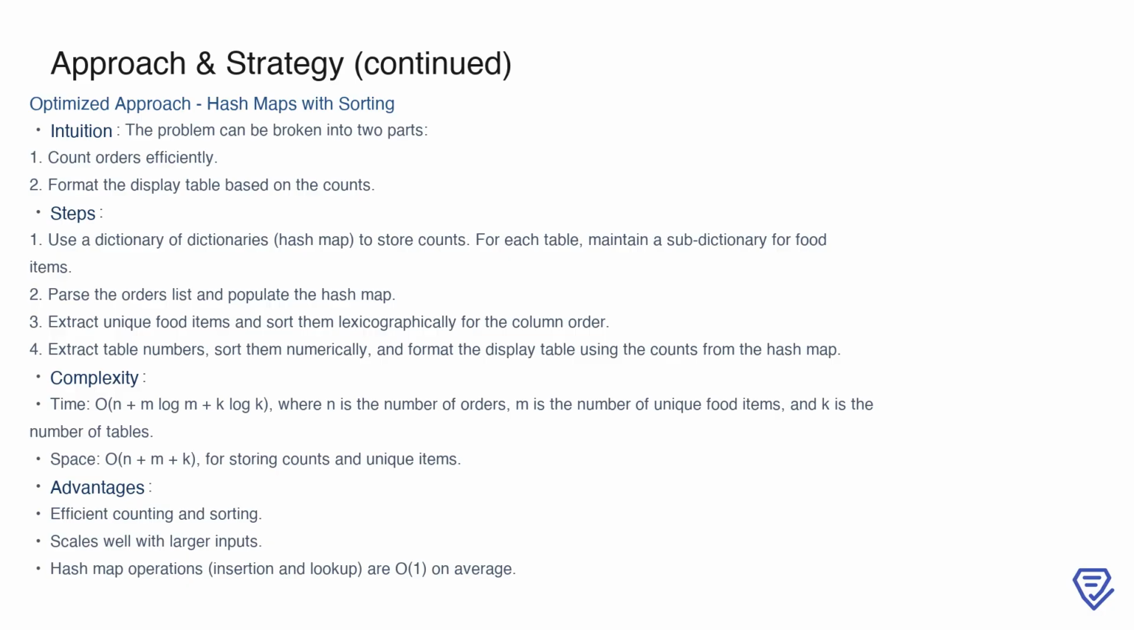The space complexity is O(n + m + k), which accounts for storing the counts and the unique items. This method not only handles large inputs effectively but also ensures fast and reliable operations, as hash map insertions and lookups are O(1) on average.